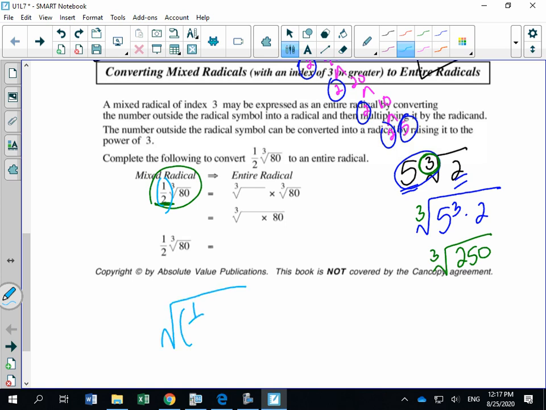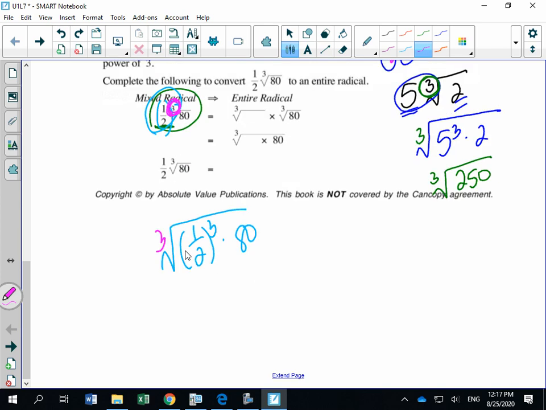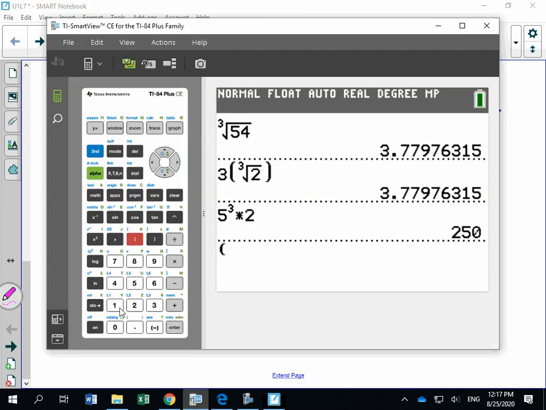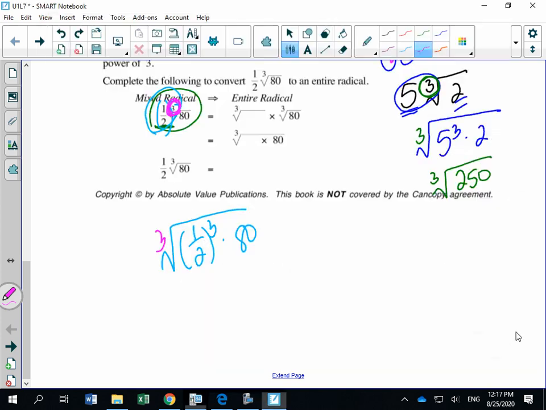So that 1/2 has to go underneath a radical sign, and I need to put it to the power of 3 times 80. If this is a root 3, this must be a root 3. Now I just have to go to my calculator and calculate what 1/2 to the power of 3 times 80 is. So open bracket, 1 over 2, close bracket, power of 3, scroll out that guy, times 80, 10. This answer is the third root of 10.